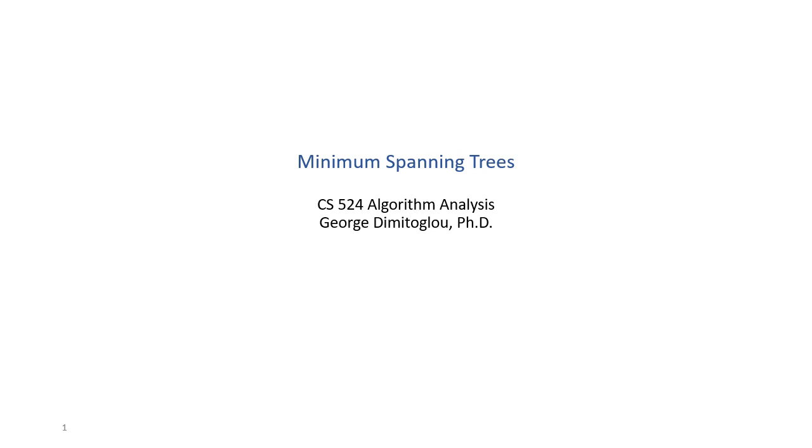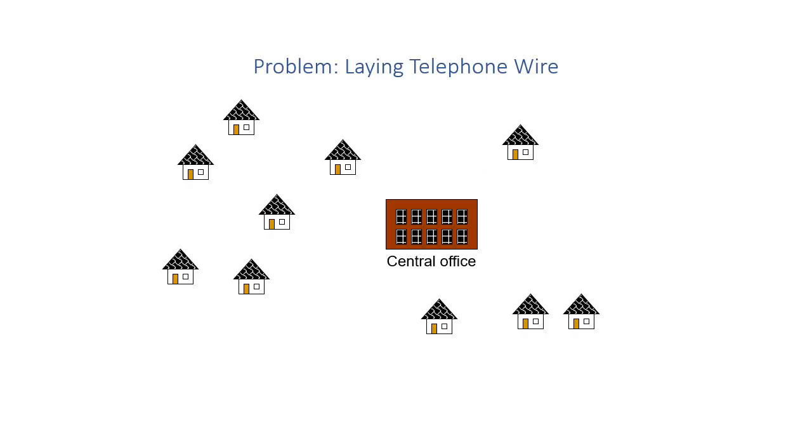Welcome to our lecture about minimum spanning trees. We're going to begin with a very simple example. Let's assume that the telephone company is trying to figure out its network and particularly how to lay telephone wire in order to connect its possible subscribers.